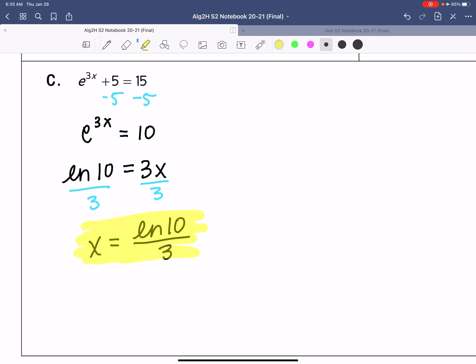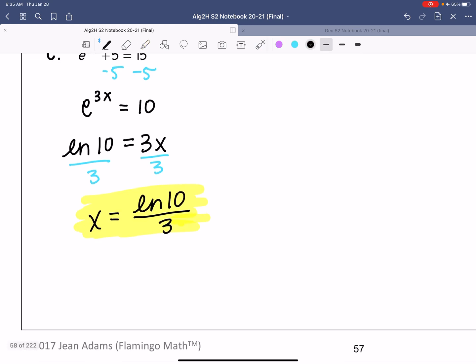Again, this is called the exact. And if we did an approximation, you should have gotten 0.768.